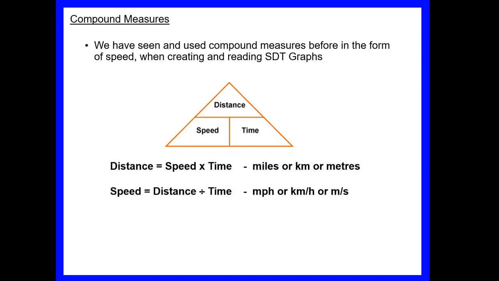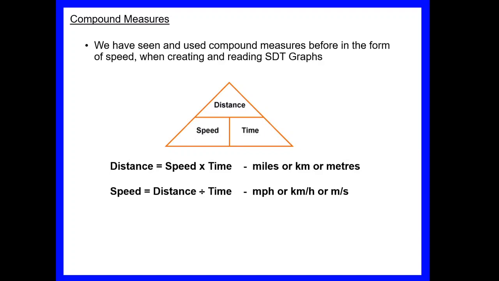Okay, if I want to find the speed then, if I cover up the speed, I have distance over time, so that's distance divided by time. The units for that, if we're using miles, then we'll do miles per hour, or we could have kilometres per hour, or we would have metres per second. So they're the normal units for measuring speed.